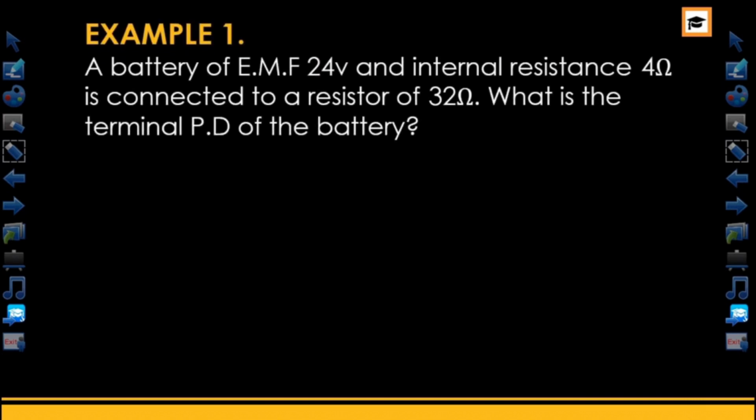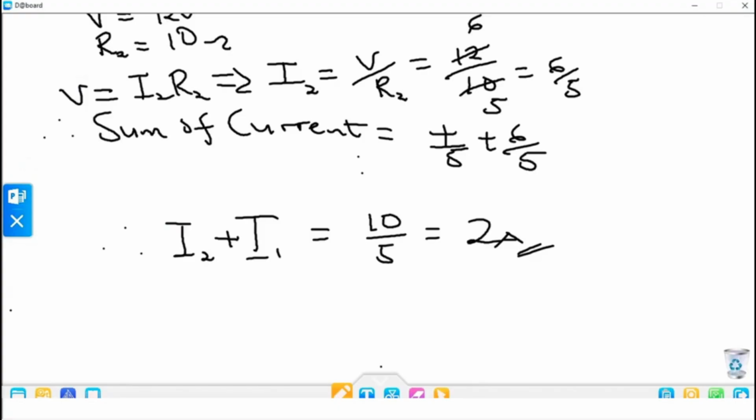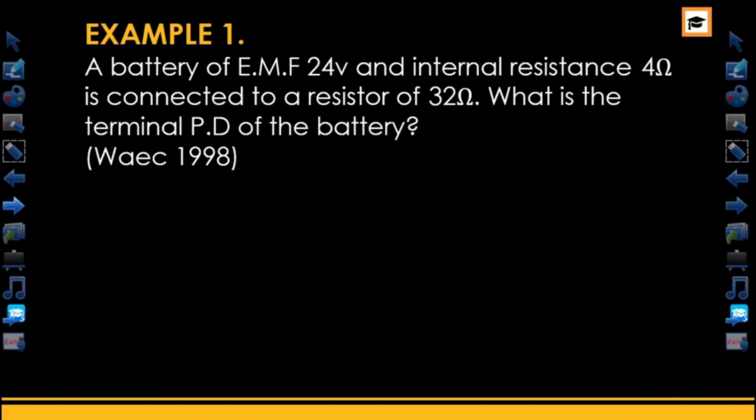Let's take a look at example 1. A battery of E.M.F 24 volts and internal resistance of 4 ohms is connected to a resistor of 32 ohms. Now, what is the PD of the battery? So in this case, we have E.M.F 24 volts, internal resistance of 4 ohms, connected to a resistor of 32 ohms. We have to find the PD across the battery. Let's take a look at the solution to this.